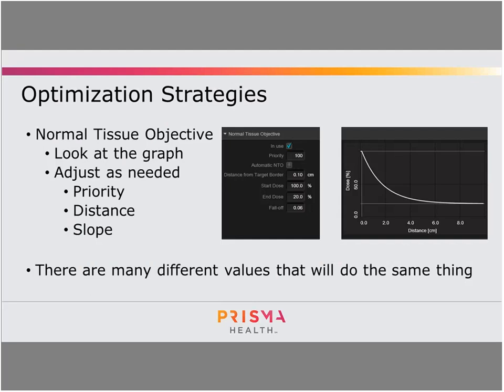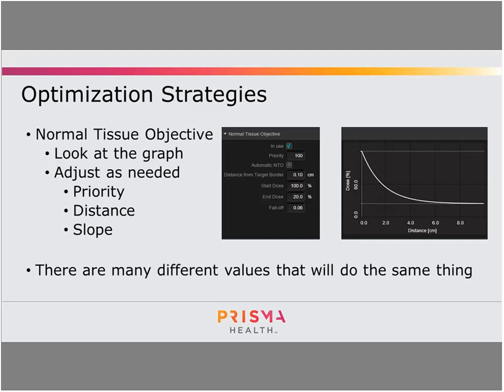So when you go to the normal tissue objectives, you can use automatic, and that's a little bit of a black box to me. You just say automatic and you apply priority and it tries to spare dose. If you go into manual, you can set some parameters here. And just to give a quick explanation of these parameters, the distance from the target border is exactly that. It's the distance from your PTV that you want it to start looking at dose. So if you make it a centimeter away, it's not going to look at anything until it's a centimeter from the edge of your contours. And then the start and end dose is somewhat self-explanatory.